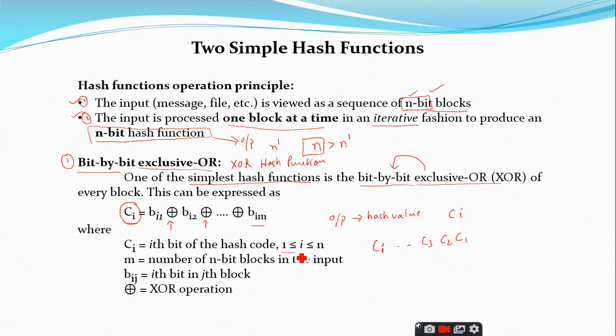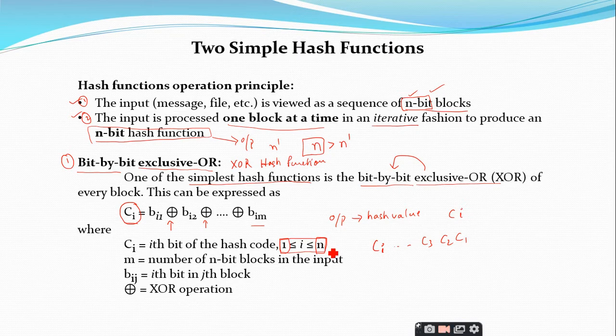See here, 1 is less than or equal to i is less than or equal to n. This means that the hash value that you are generating should be at least one bit, and it should be less than or equal to n, where n stands for the n bit block.